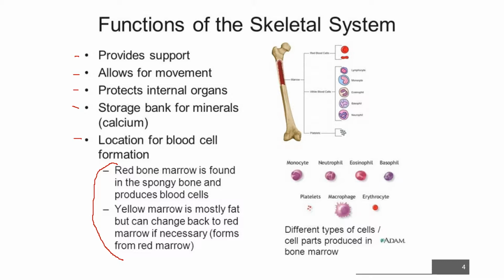So again, the red bone marrow is going to produce a bunch of the blood cells that you see here, like the red blood cells. These are part of the white blood cells, the WBCs. All right, white blood cells, or you can say leukocytes. They help out with the immune system.